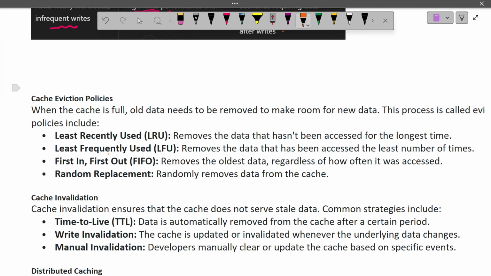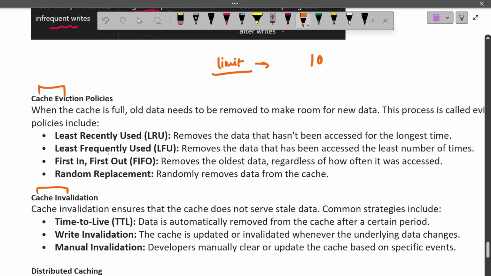So now we will talk about cache eviction and cache invalidation. Two very related, very important things to know about cache. Cache eviction is when you want your old data to be removed. See, cache has a limit to its size, right? For example, it can store only 100 keys.